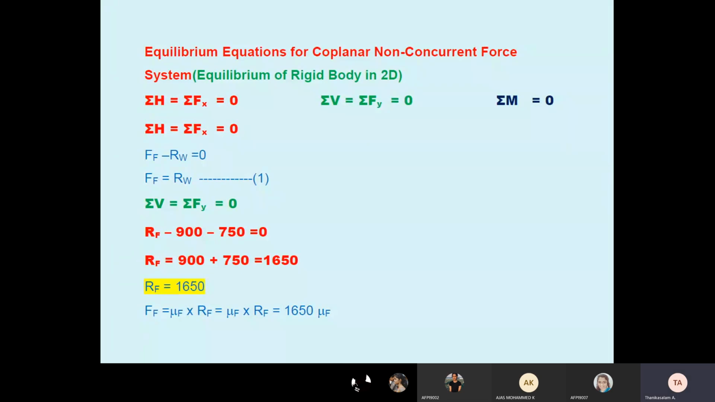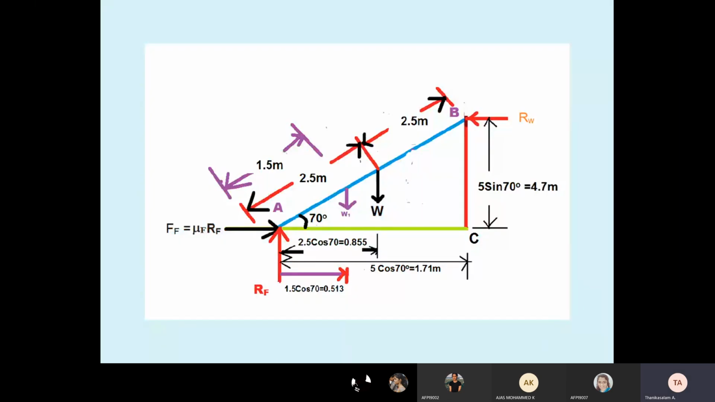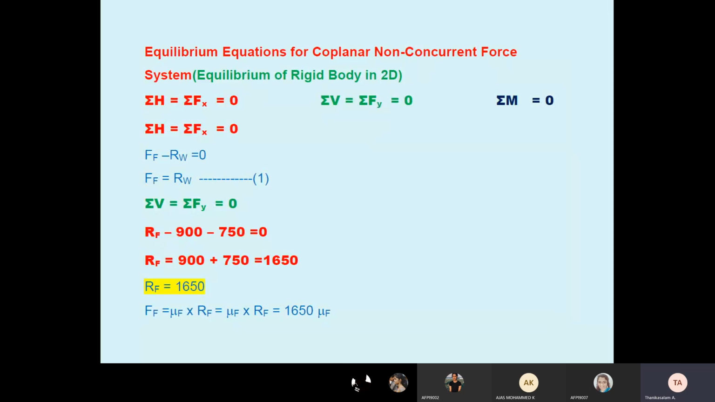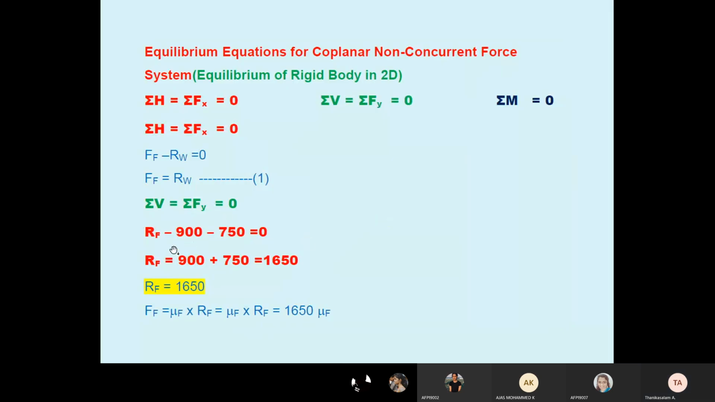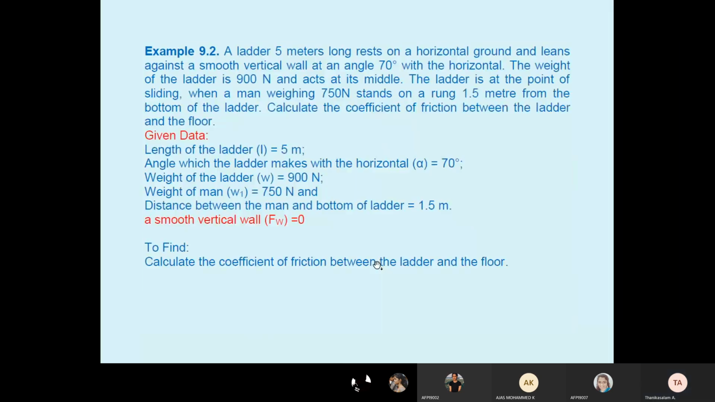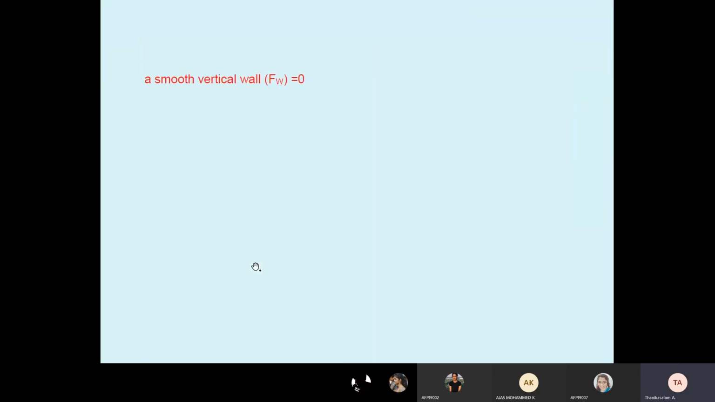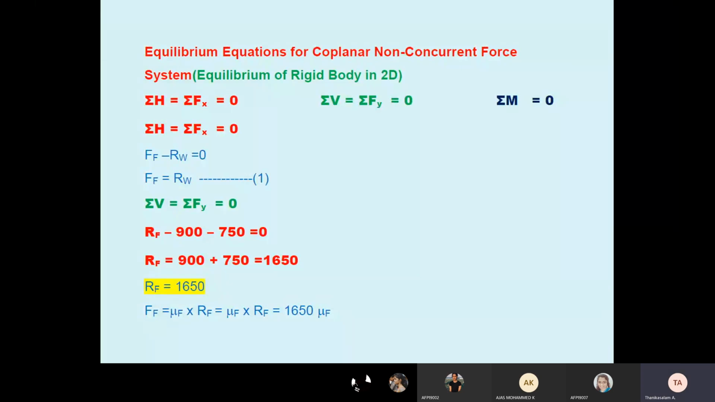So again, I used equilibrium equations. Horizontally, FF minus RW, only horizontal. Therefore, in the vertical direction, RF minus W1 minus W equal to 0. What is W1? That is the man's weight, 750. What is the weight of the ladder? 900, given data. See here, weight of the ladder 900, weight of the man W1. Therefore, RF equals 900 plus 750, so RF is 1650.